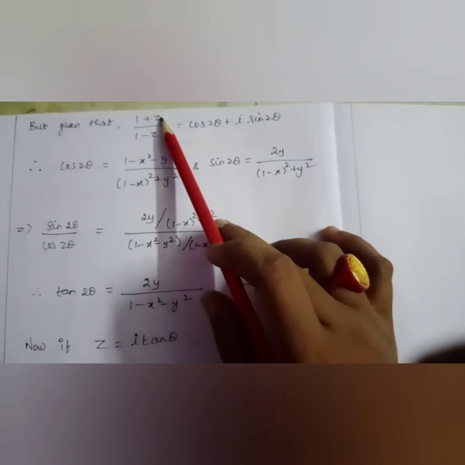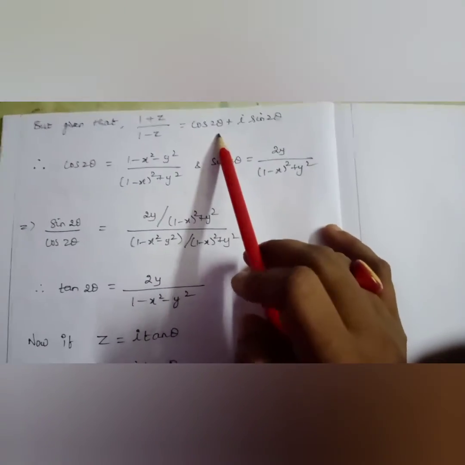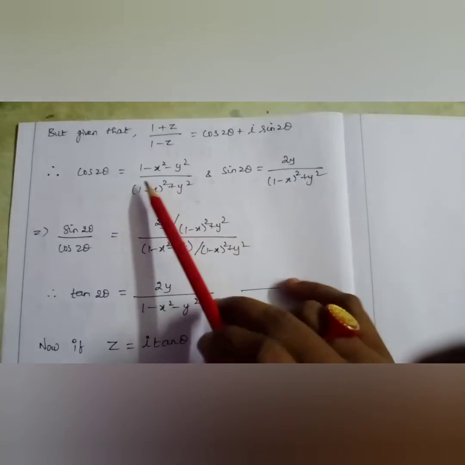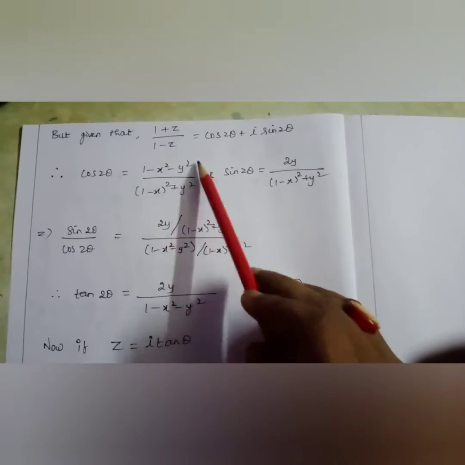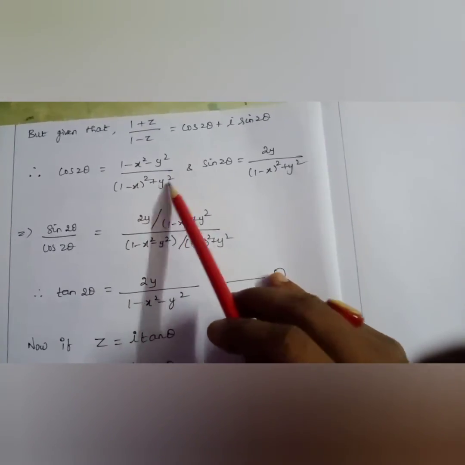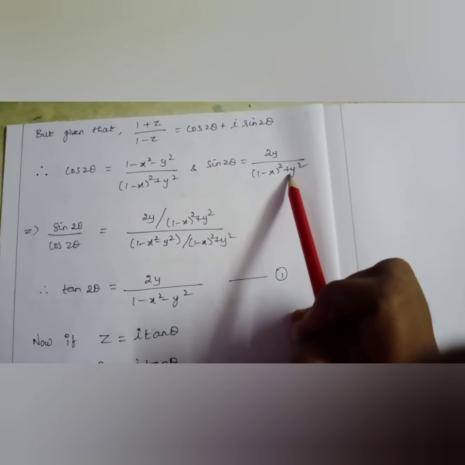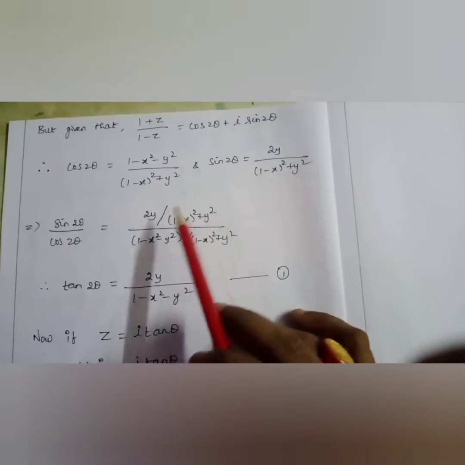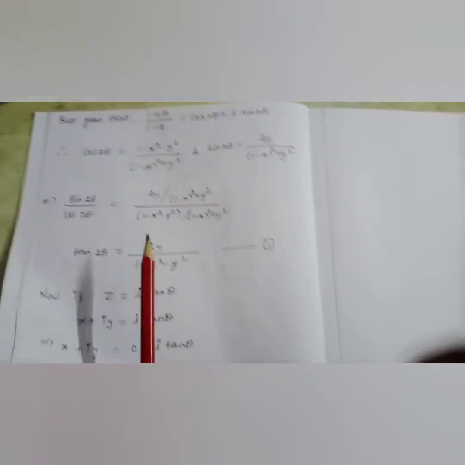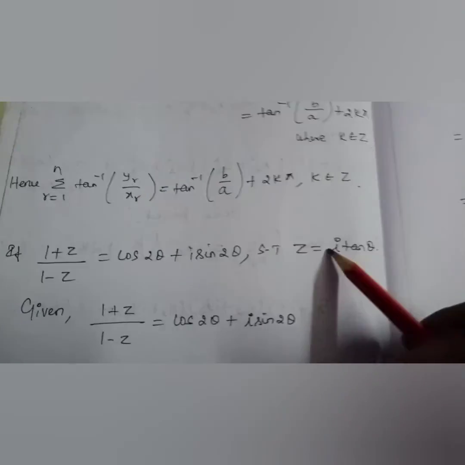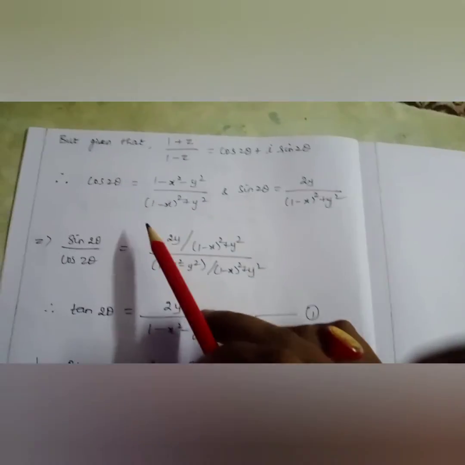Now what will happen? It was given in the question that 1 plus z by 1 minus z is equal to cos 2 theta plus i sin 2 theta. So cos 2 theta will be equated to the real part, and sin 2 theta will be equated to the imaginary part. Actually the proof contains tan theta. z is equal to i tan theta. So we have to make sure that we will get tan theta over here.